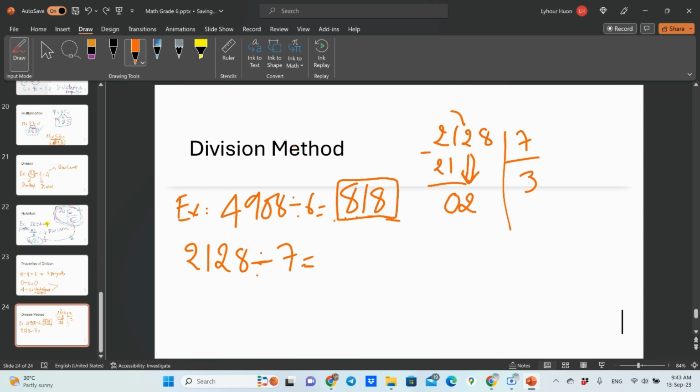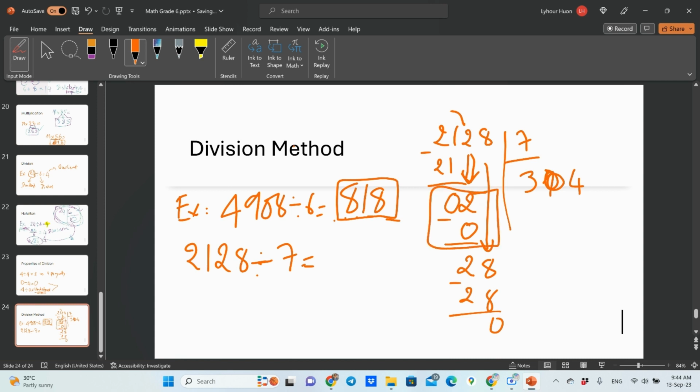But why can we drop another digit? Because we have to add one more zero. This 2 is very small, so if we put one, it's even bigger than that. So we put zero. Zero times seven is still zero, correct? Then 2 minus 0 is 2, and we drop another digit, which is 8. Then 4 times 7 is 28.